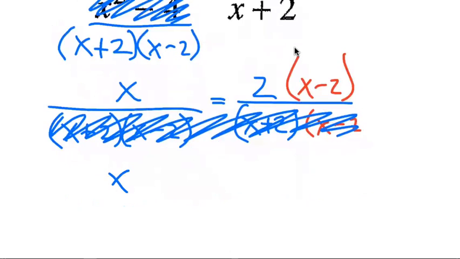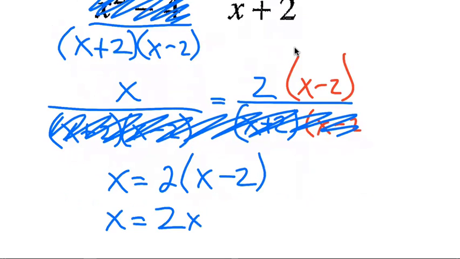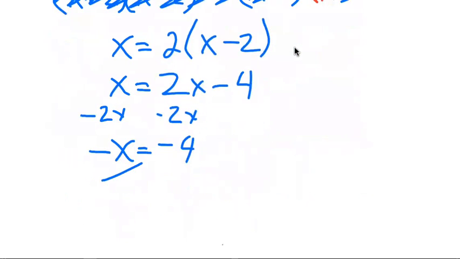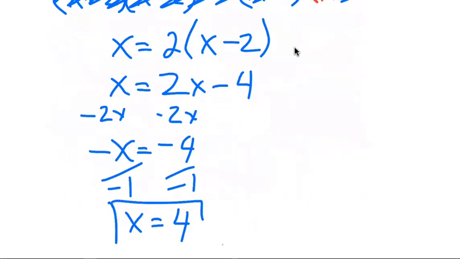I'm left with x is equal to 2 times x minus 2. Expand my bracket. X is equal to 2x minus 4. I am going to subtract 2x here, subtract 2x here. That'll give me negative x is equal to negative 4. Divide by negative 1, divide by negative 1, x is equal to positive 4.